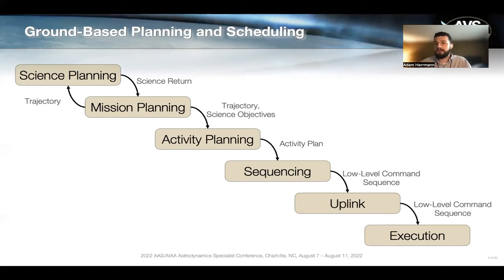And then post-launch, this can also occur on a periodic basis, so week to week or month to month, where you're kind of defining some of these finer points. When are we doing exactly what science? When do we perform our trajectory correction maneuvers, et cetera, et cetera? This is all passed to some activity planner, which then generates an activity plan, which is sequenced and uplinked to the spacecraft for execution.